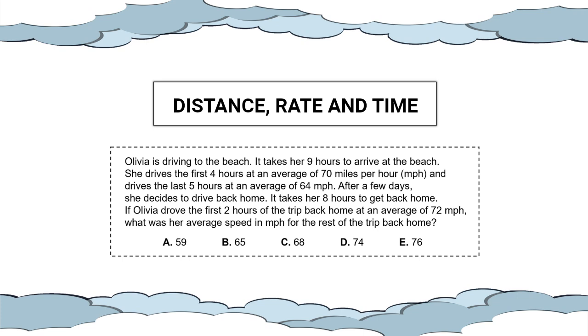So Olivia is driving to the beach. It takes her 9 hours to arrive at the beach. She drives the first 4 hours at an average of 70 miles per hour and drives the last 5 hours at an average of 64 miles per hour.